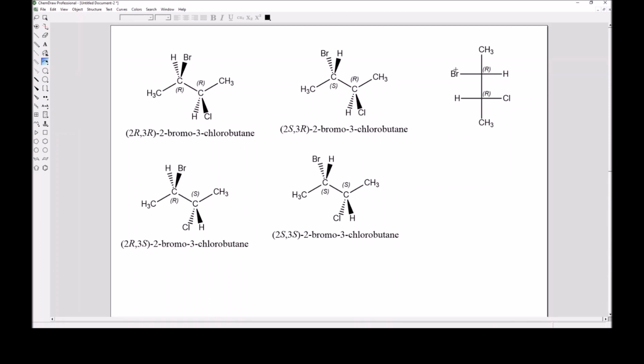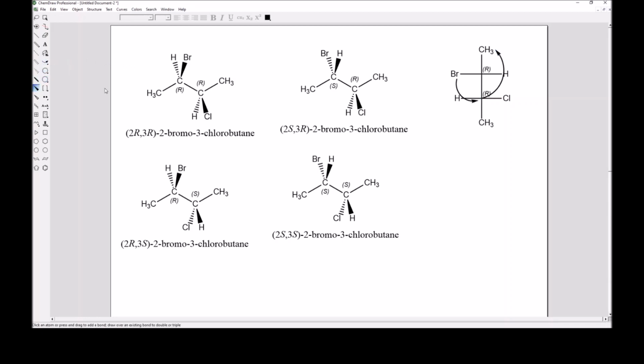Bromine is the highest priority substituent. The next highest priority substituent is the carbon that's connected to the chlorine. And then the lowest priority of those 3, so this is highest priority bromine, and then next highest priority carbon, and then third highest priority. This is rotating in a counterclockwise fashion. And therefore, this should be S based on the arrows that I've just drawn.